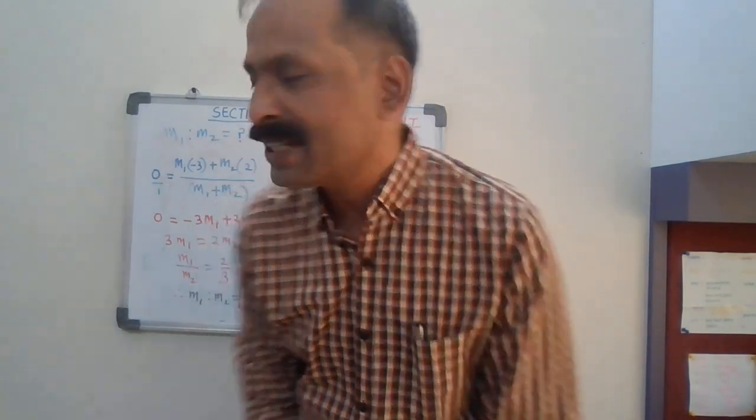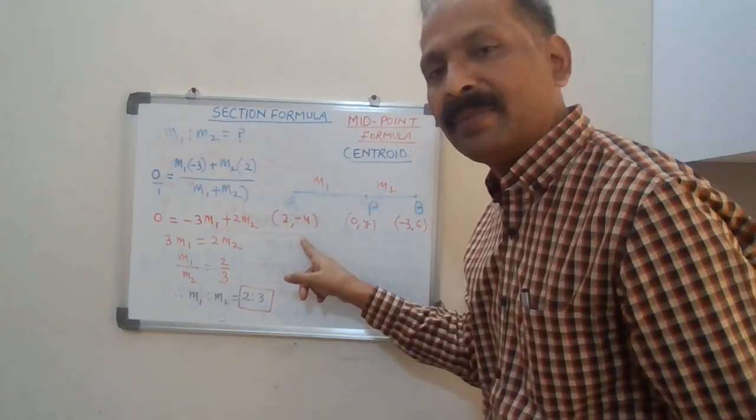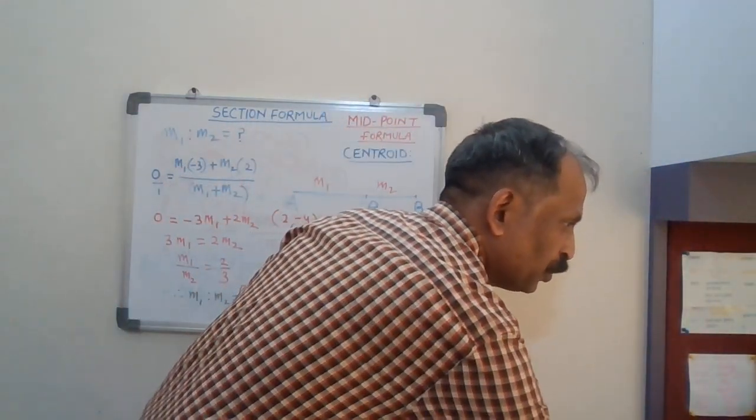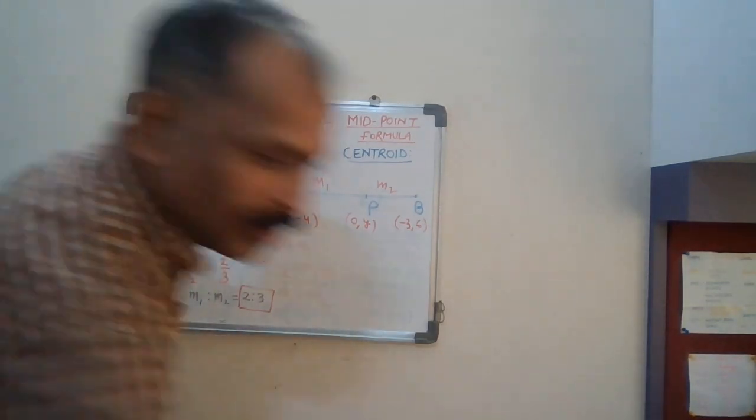So sometimes they may ask point P in between, sometimes they may ask ratio, sometimes may ask any unknown value. So I'll take one unknown. One more question I would like to do for you. Suppose diagram is same. I am not rubbing it.